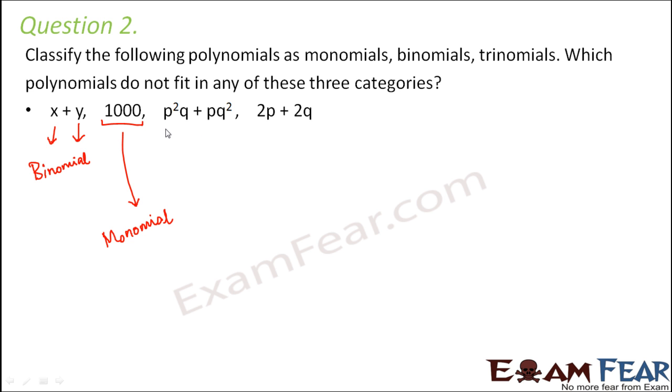p square q plus pq square. Here again you have two terms. One is p square q and the other one is pq square. So this is also a binomial. 2p plus 2q. Again here you have two terms, 2p and 2q, which when added together form the expression. So this is also a binomial.